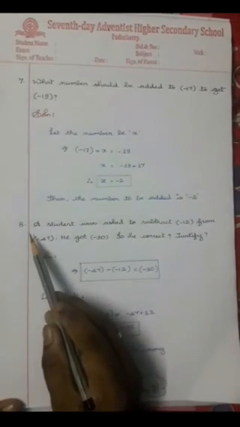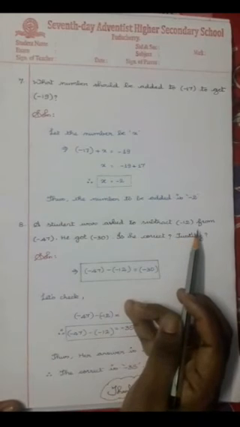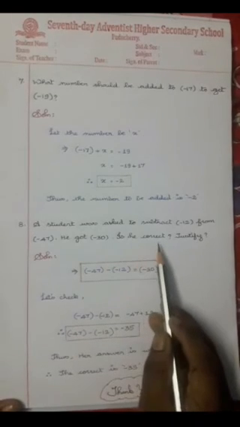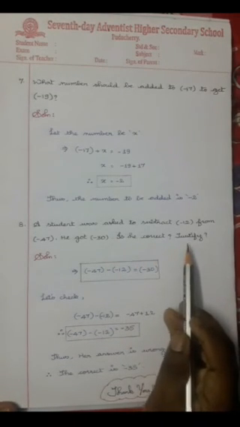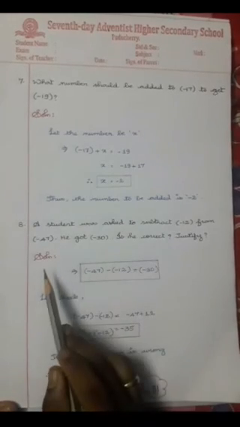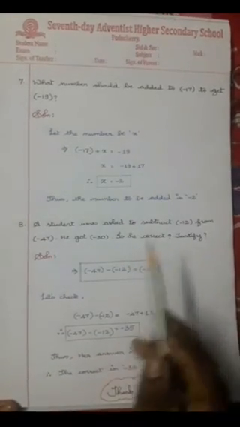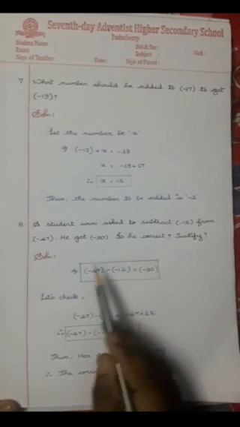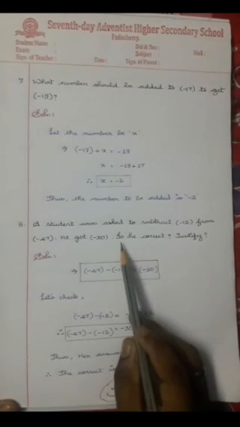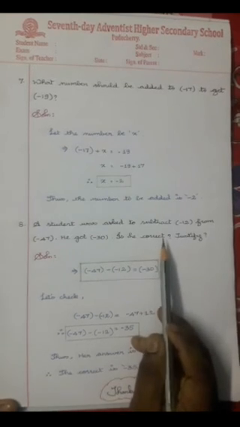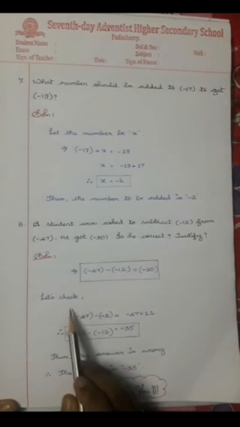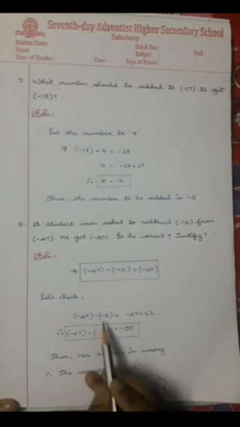We'll move on to the 8th question. A student was asked to subtract minus 12 from minus 47. He got minus 30. Is he correct? Justify. So when we see the question, we are clear about what the student's statement is: minus 47 minus 12 is equal to minus 30. This is what he got. In the question they have asked whether he is correct. Clear? Solution. Let's check the solution for minus 47 minus 12.